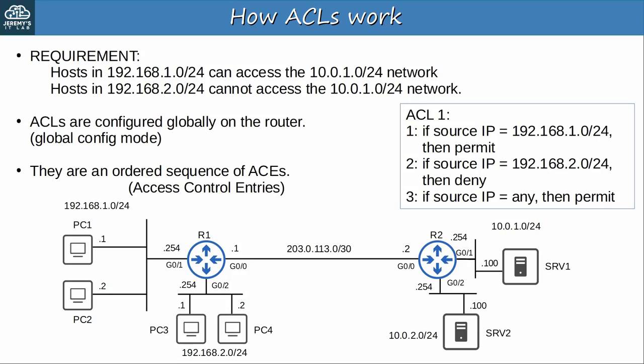ACE2 says if source IP equals 192.168.2.0/24, deny the traffic. ACE3 says that all other traffic should be permitted. The order of these entries is very important, but I'll talk more about that later.